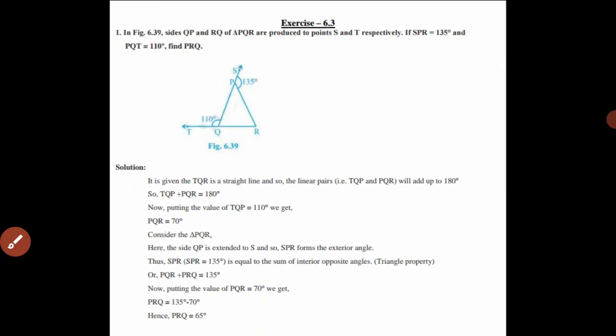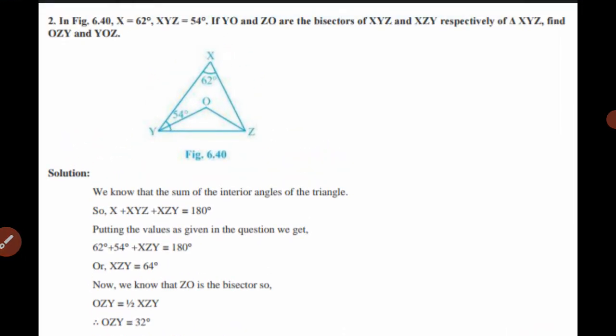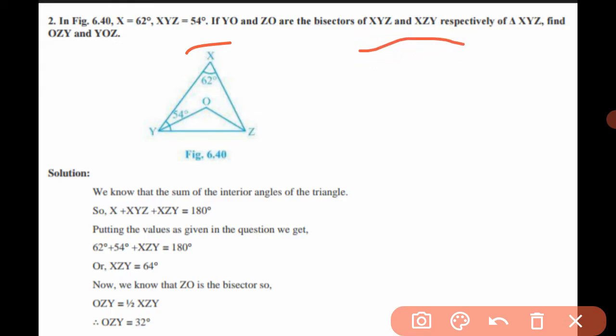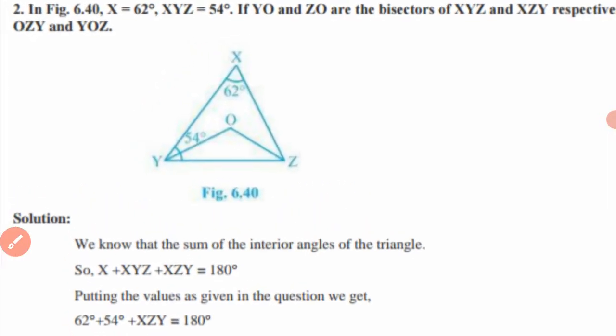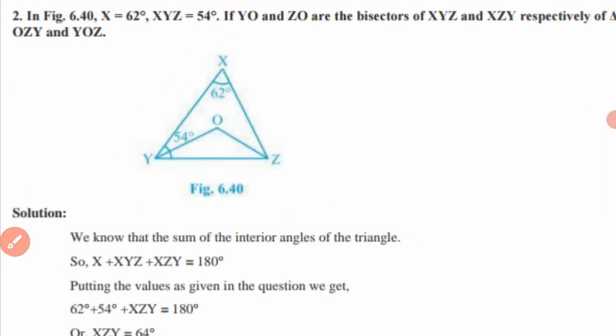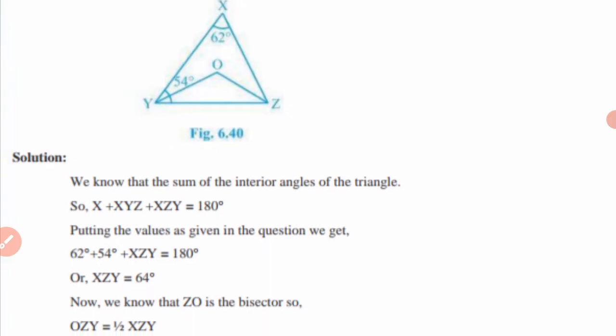Now after this, see question number 2. In question number 2 it is given, in figure 6.40, the value of X equals 62 degrees and XYZ equals 54 degrees. If YO and ZO are the bisectors of XYZ and XZY respectively of triangle XYZ, then we have to find the values of OZY and angle YOZ. So in this also we will use the same theorem. For the interior angles of the triangle we have X plus XYZ plus XZY equals 180. It is the angle sum property.